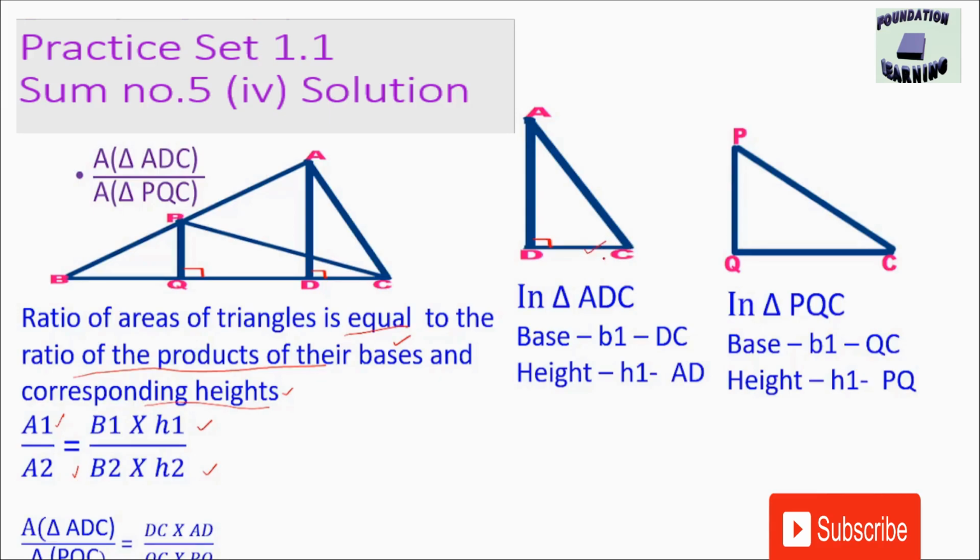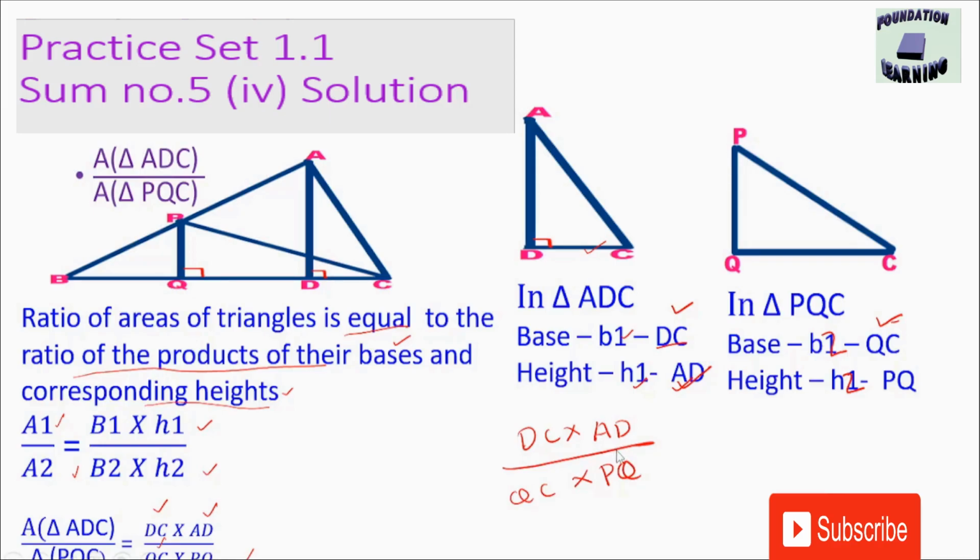Now in triangle ADC, what is B1? B1 is DC, H1 is AD, B2 is QC, H2 is PQ. When we substitute, B1 is DC, H1 is AD, B2 is QC and H2 is PQ. So final answer is what? DC into AD upon QC into PQ.